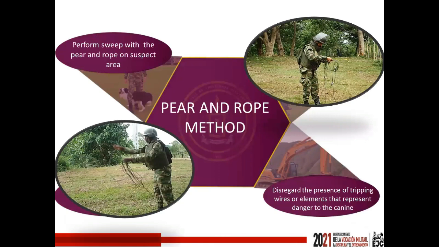After that, we use the sweep with the pair and rope on the suspect area, disregarding the presence of tripping wires or elements that represent danger to the canine or to the members of the team.